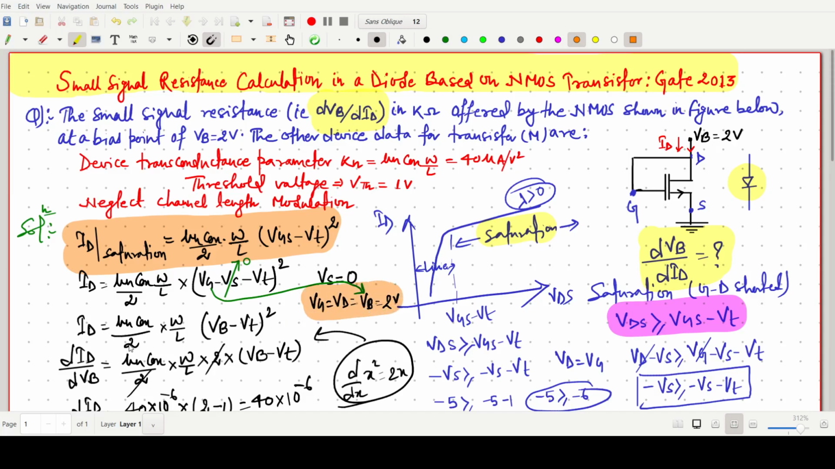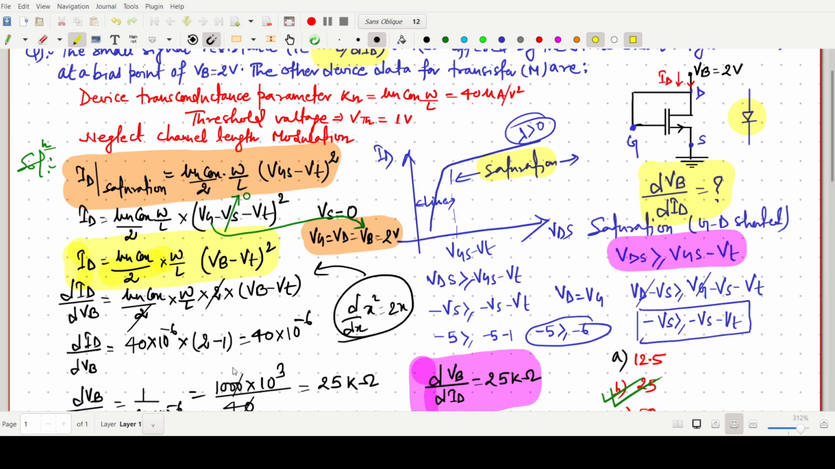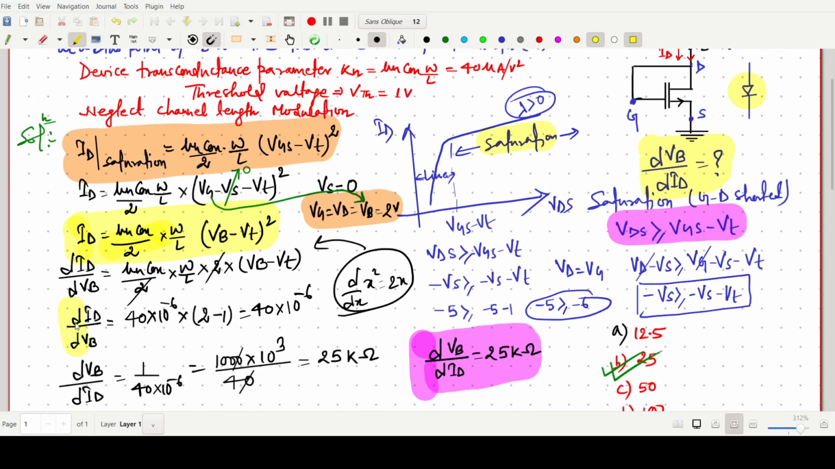Okay, so after that, again the main equation, ID as a function of VBE, is this one. Now, after differentiating, what we will get? We will get the value of del ID by del VBE. So it should be 40 into. So now, if we make it reverse, del VB by del ID, it should be this one. So the final answer will be 25 kilo ohm. So the answer will be 25 because in the question it is asking in kilo ohm.